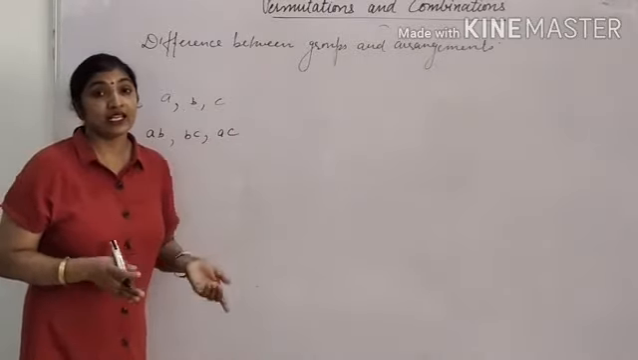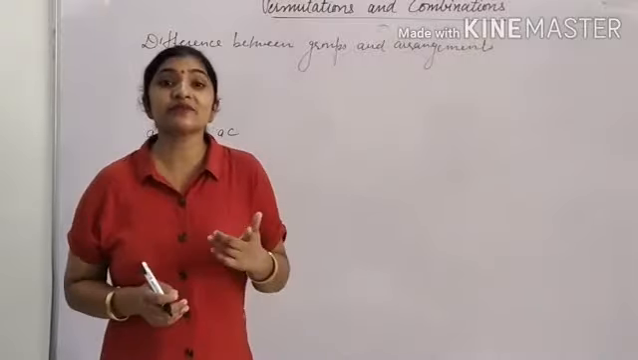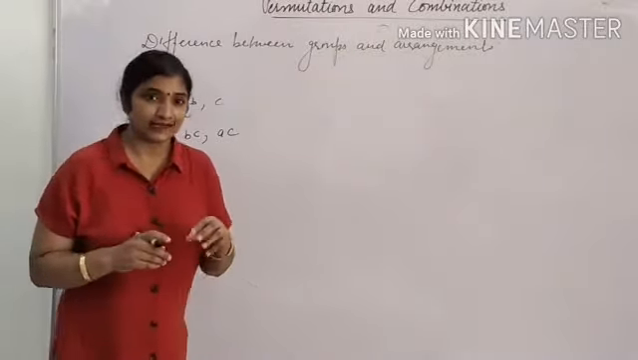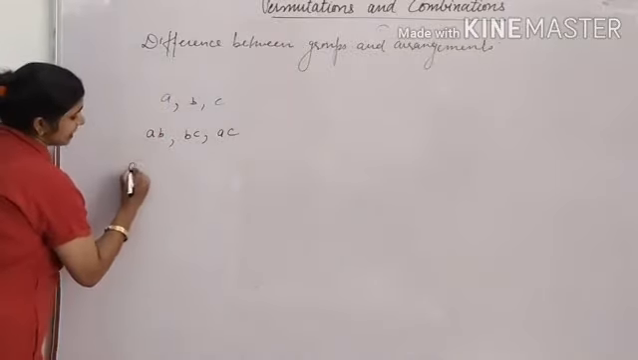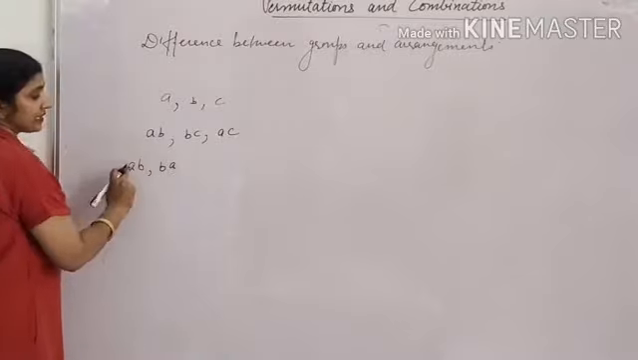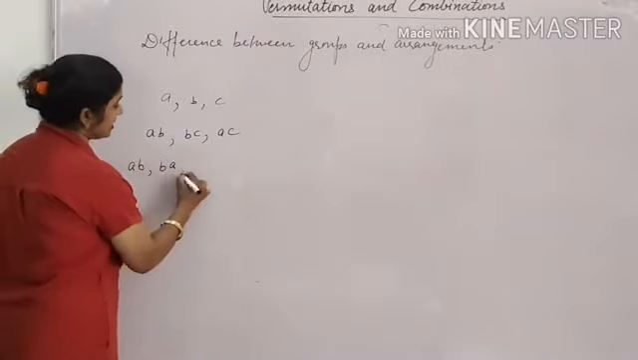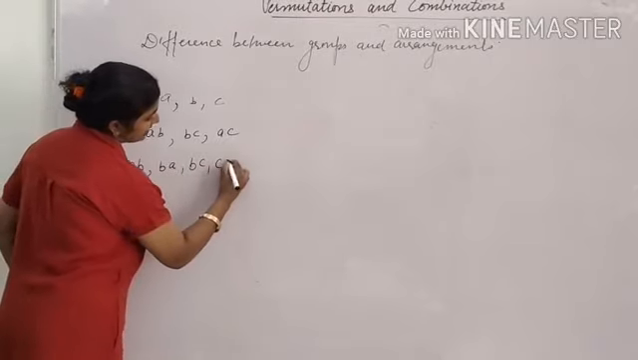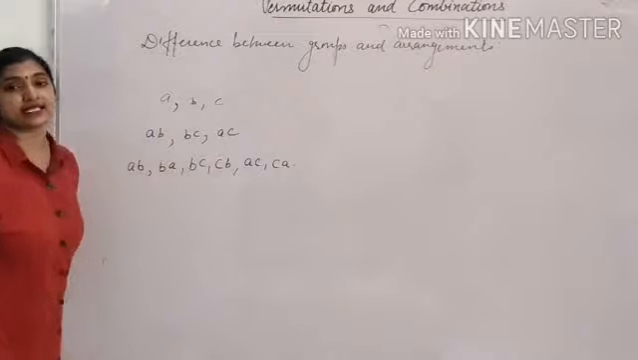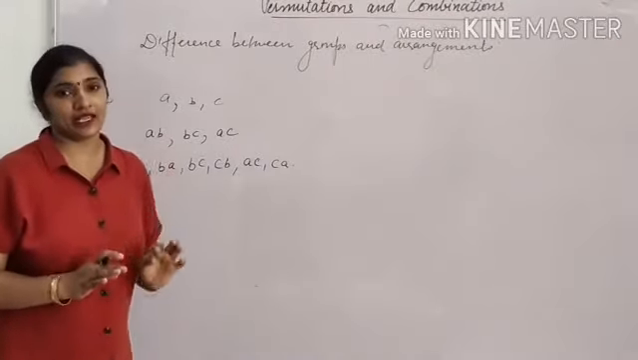But if we want to make an arrangement of 2, then arrangement means the position also matters. That means the arrangements AB and BA are different. In a group they are the same, but in arrangements they are different. So how many arrangements do we have? AB, BA, BC, CB, AC, CA: there are 6 arrangements. So that is basically the difference between group and arrangement.